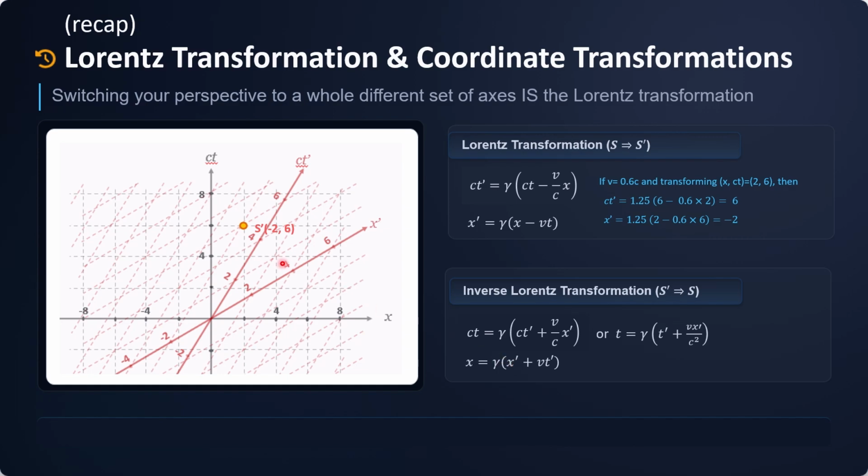Transforming S prime at minus 2, 6. ct equals 1.25 times 6 plus 0.6 times minus 2, which equals 6. And x equals 1.25 times minus 2 plus 0.6 times 6, which gives us 2. Boom! We're right back at S equals 2, 6. Isn't that totally seamless? Reading the map and using these equations give us the exact same truth.